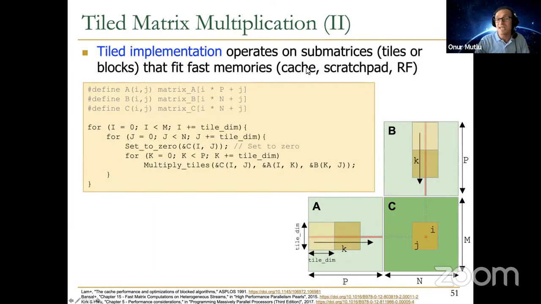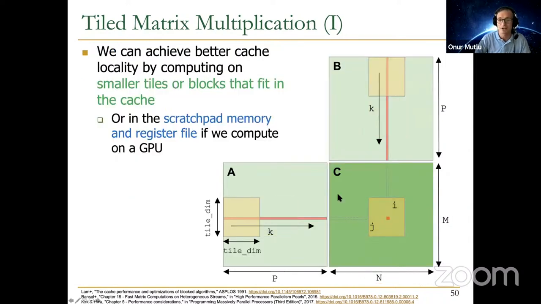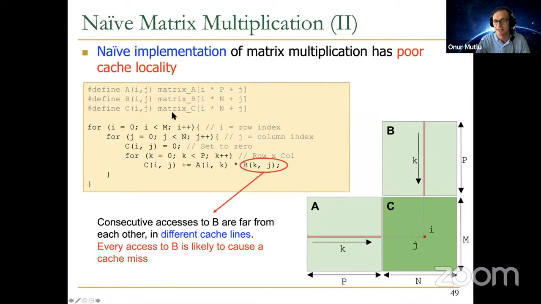But the tiled implementation operates on these submatrices, also called tiles or blocks, that fit in fast memories. It could be the cache, it could be the scratchpad, it could be the register file. So the general idea is applicable to any fast memory. Okay, if your matrices don't fit your physical memory, the general idea may be applicable to the physical memory as well. And you can see the code now multiplies small submatrices, tiles or blocks, and it's rewritten such that it's operating on tile dimensions as opposed to matrix dimensions. So if you go back to the previous code, the dimensions were really the matrix dimensions over here.